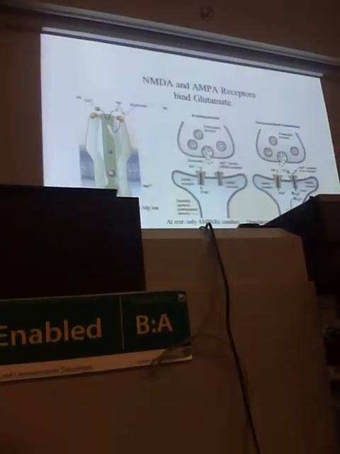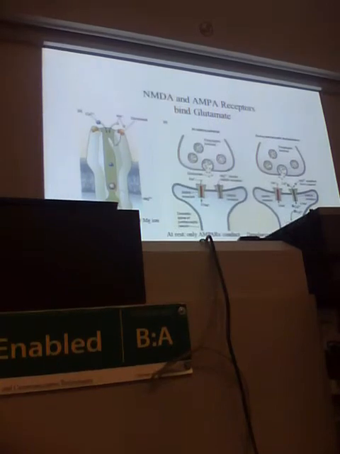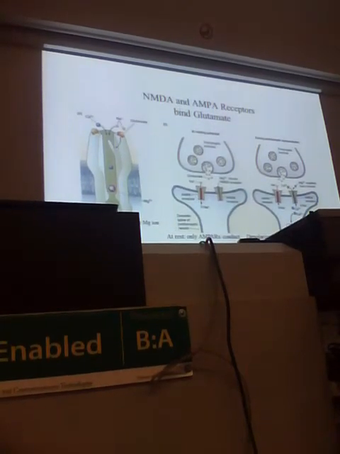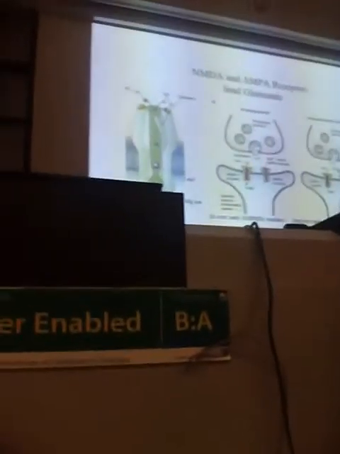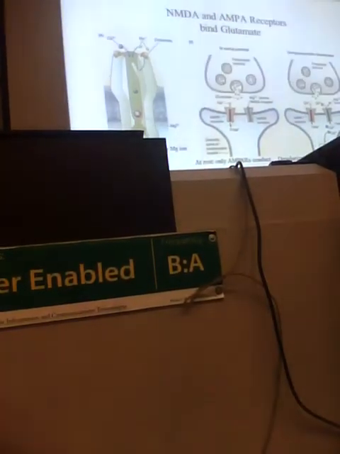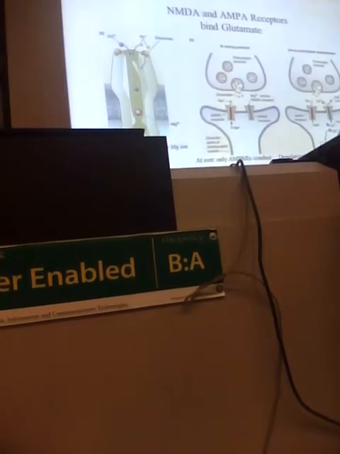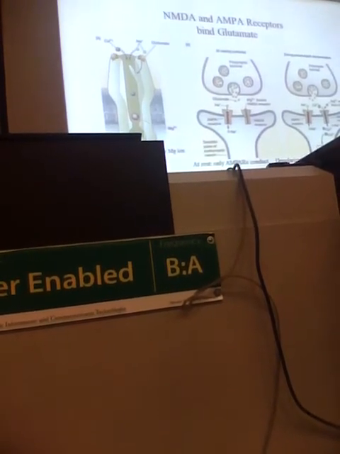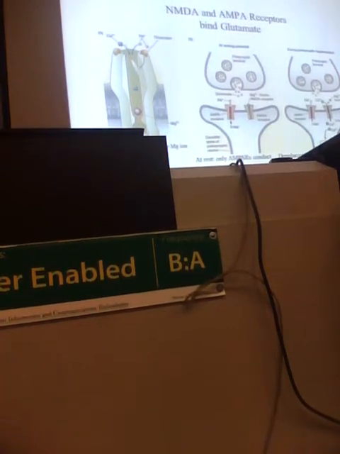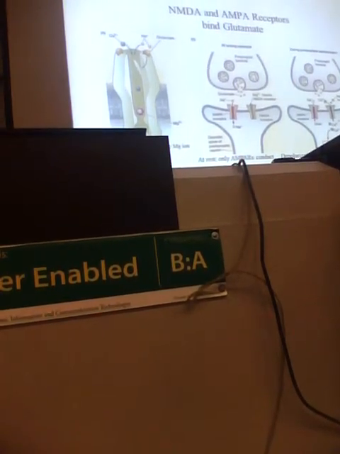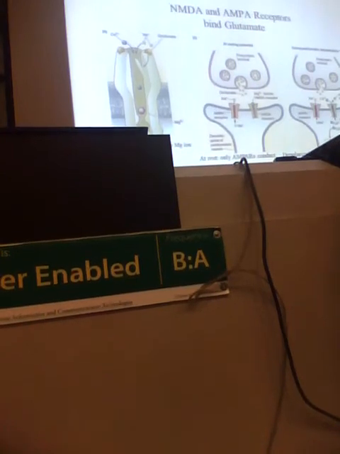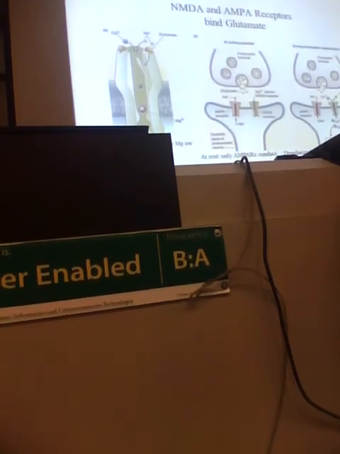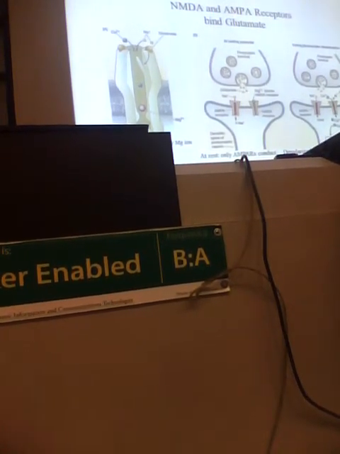So in the mammalian brain, including the human brain, the major excitatory transmitter is the amino acid glutamate. And when glutamate is released, it basically binds to two major classes of receptors: the AMPA receptor and the NMDA receptor. We're talking only about fast synaptic transmission here, not slow transmission, which involves other classes of receptors, which I don't have time to talk about.